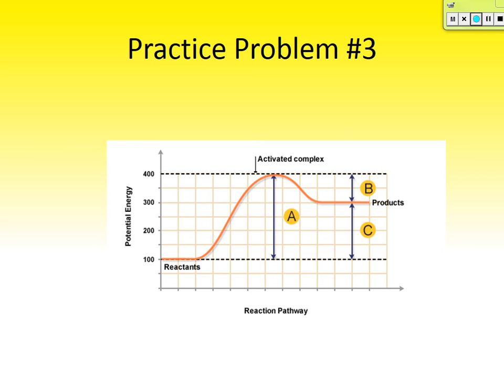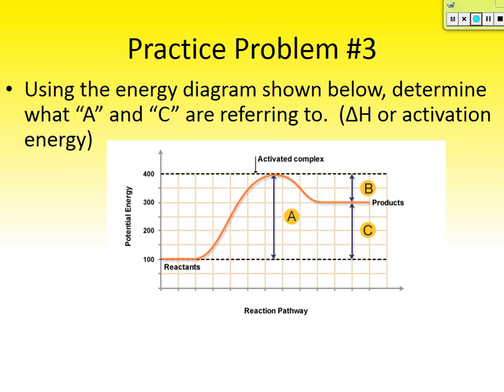Okay, practice problem number 3. It says, using the energy diagram shown below, determine what A and C are referring to. Are they referring to delta H, or are they referring to activation energy? You tell me which is which. Let me give you a second to think about that and to answer it on your own. So please hit pause.